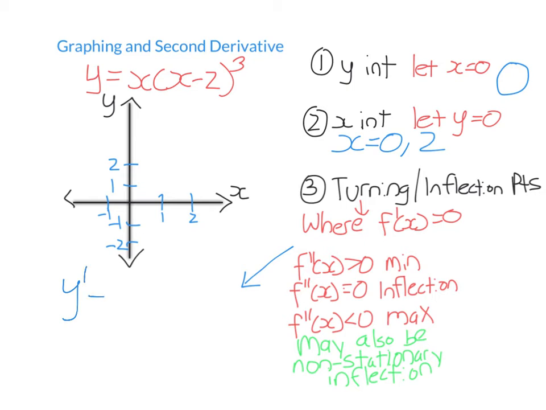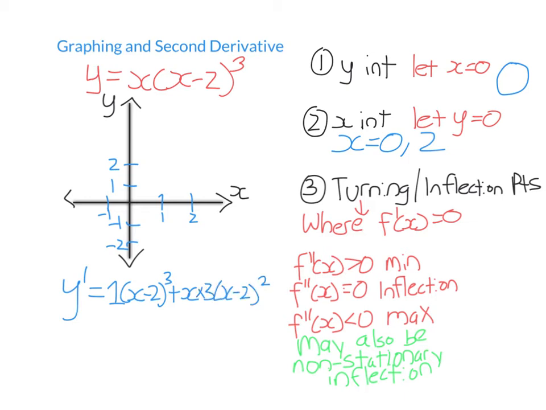So for the derivative of this, I'm going to use the product rule. So derivative of the first times the second, plus the first times the derivative of the second. The derivative of the second function here is just 3x minus 2 squared using the chain rule.